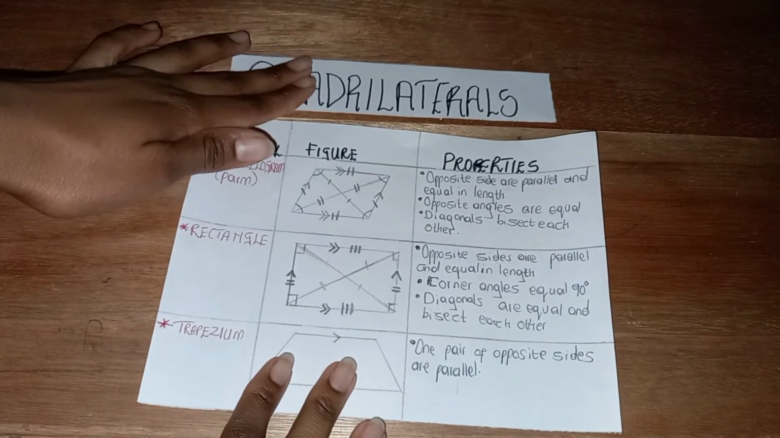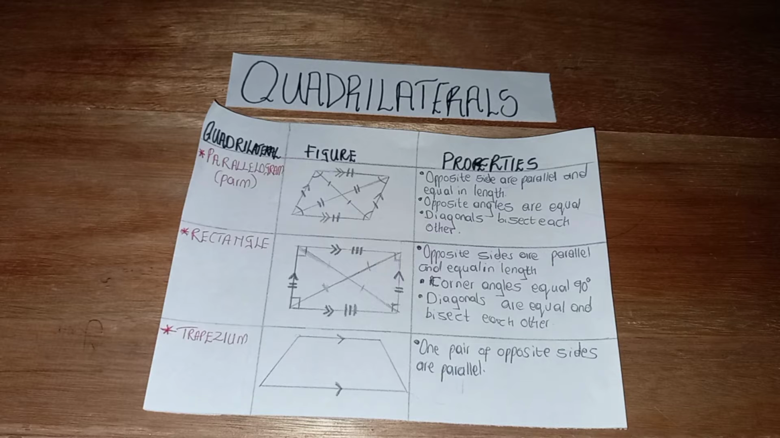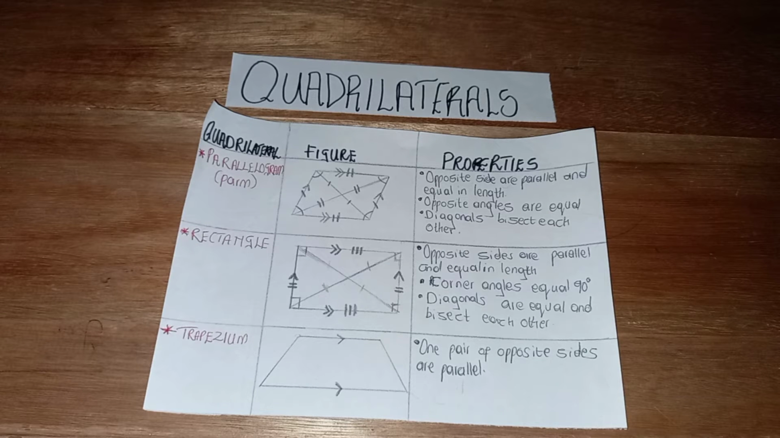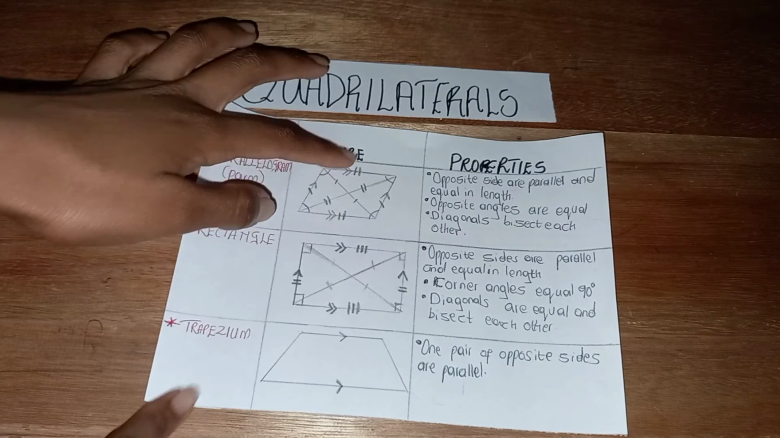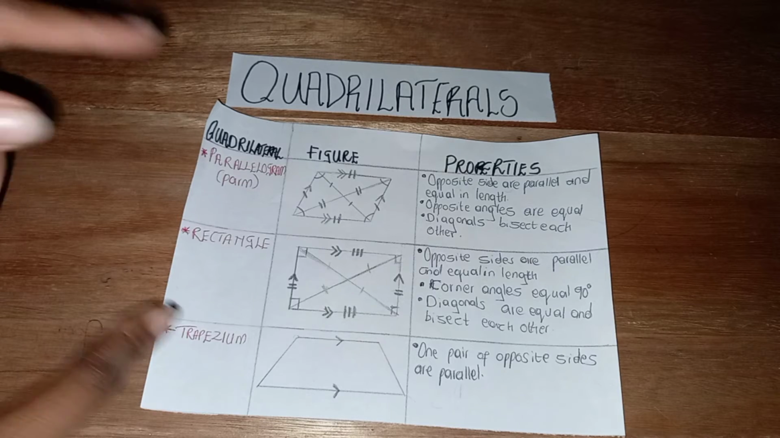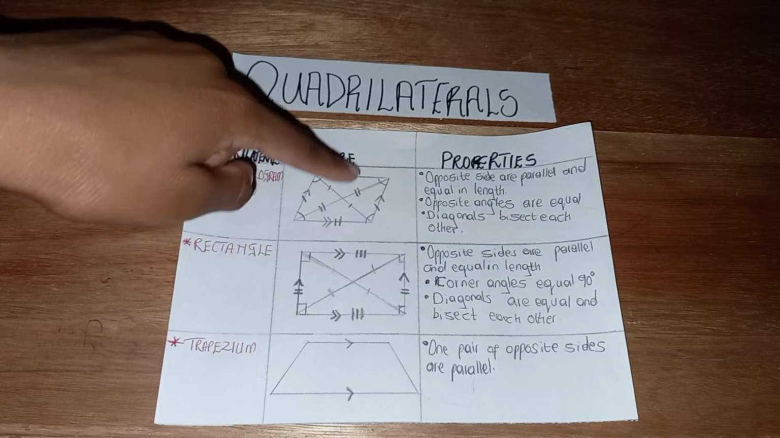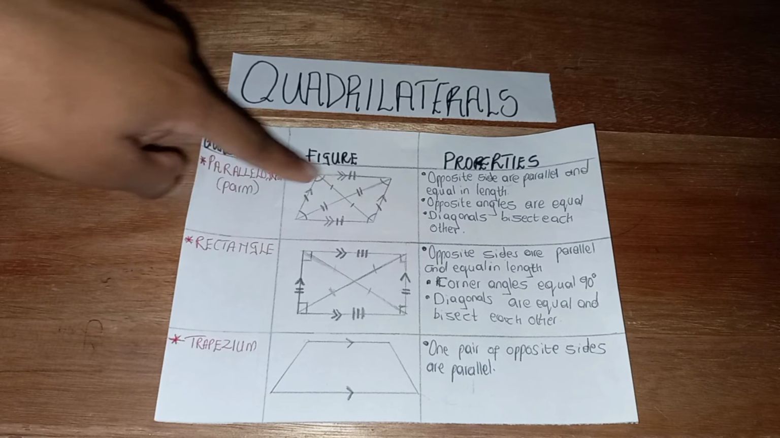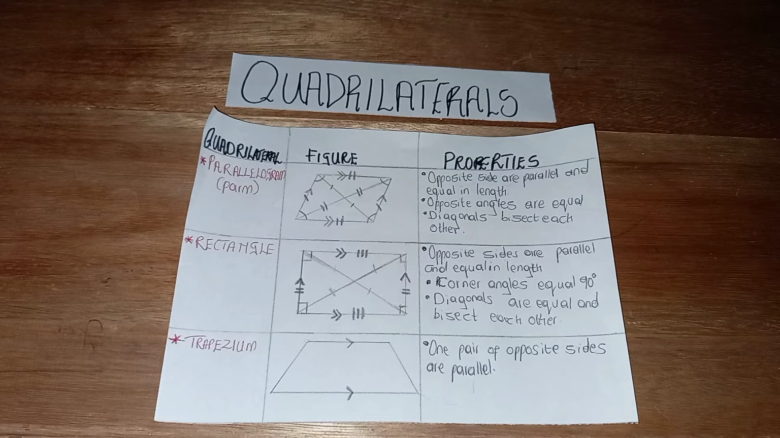The first quadrilateral we're going to look into is a parallelogram. The properties of a parallelogram are that opposite sides are parallel and equal in length. When they mean opposite sides, they mean the opposite sides. So this side is the same as the one I marked. They are parallel to each other, and also they are equal to each other. The same applies to this second pair of opposite sides.